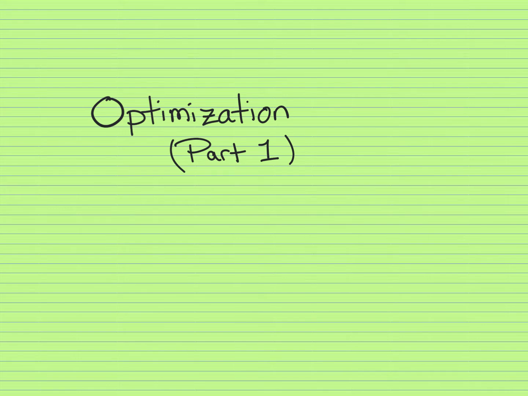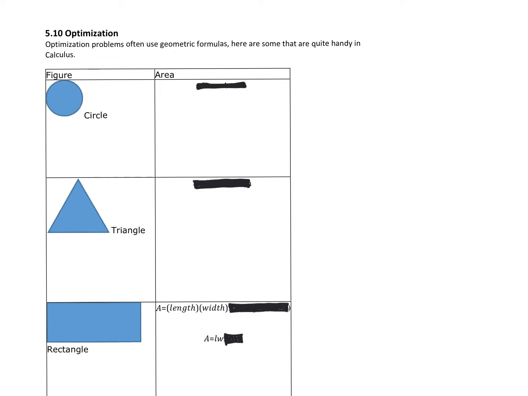Oftentimes when we're faced with an application problem, we're asked for a maximum or a minimum. In other words, what was the minimum cost to produce something or the maximum volume of something, and we call those optimization problems. So in this video, we'll do several examples and talk about the process for solving an optimization problem.